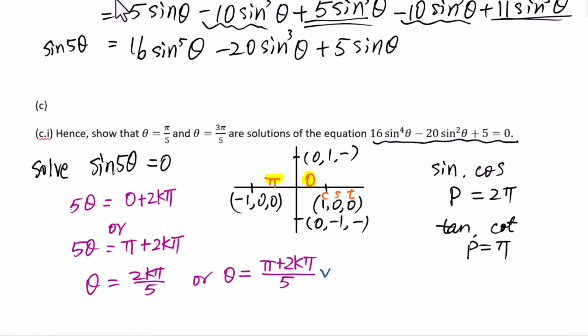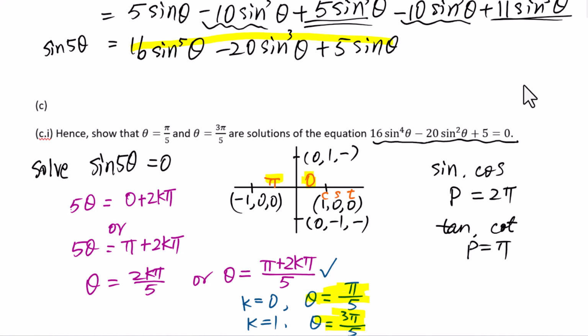We will use this to work out θ1 and θ2. When k equals 0, θ equals π/5. When k equals 1, θ equals 3π/5. In other words, θ equals π/5 and θ equals 3π/5 are also solutions to this function.